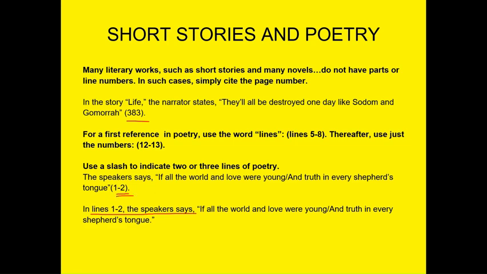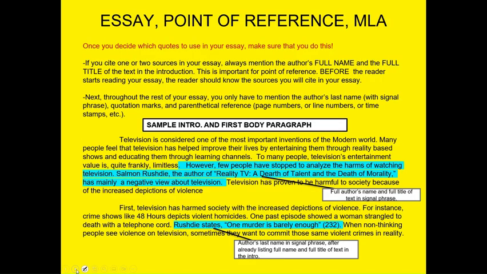Now, here's what you should not do. You can't have a signal phrase here and then put your line numbers here again. If you put line numbers in your signal phrase, do not put line numbers at the end of your quote or in your parenthetical. It's redundant, okay? Put them in either one place, either in your signal phrase or your parenthetical.